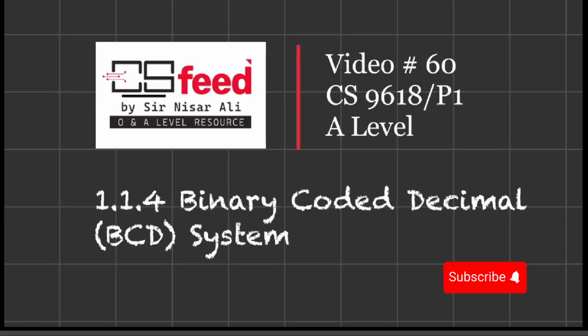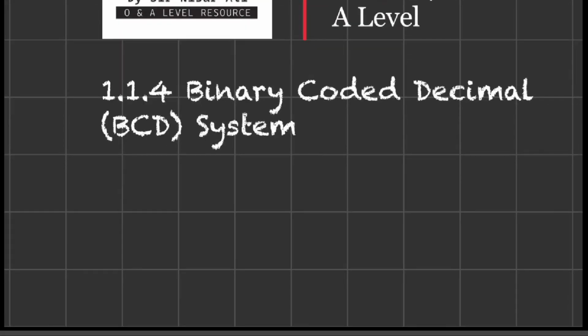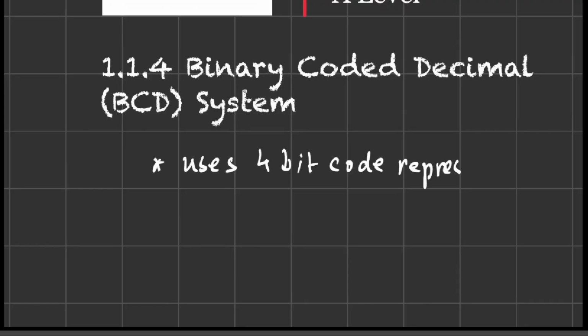In today's video, we'll be doing binary coded decimal, a topic of computer science 9618 paper 1 A level. So let us start. The binary coded decimal system is a system that uses a 4-bit code to represent each denary digit. All right.